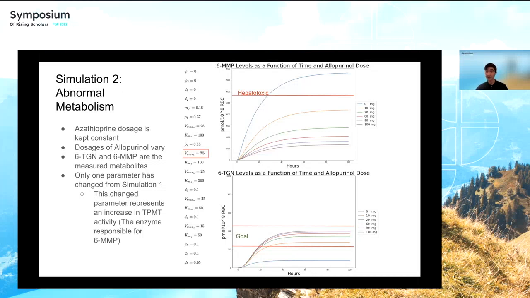And what we find is that these 100 milligrams, this brown line, when we add 100 milligrams of allopurinol, it gets us to where we want to be. Look on the 6-MMP graph. It is well below the hepatotoxic range. And if you look at the 6-TGN graph, I'm not sure if you can see my mouse, but it is snugly inside the therapeutic range for 6-TGN. This is also consistent with what we know. When allopurinol and azathioprine are prescribed for AIH, 100 milligrams is a pretty standard dose.